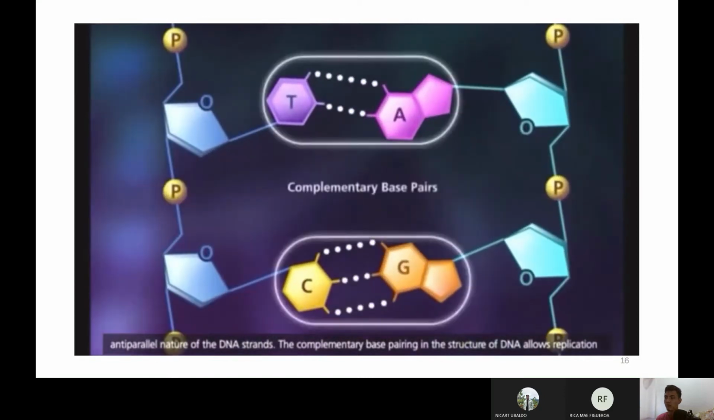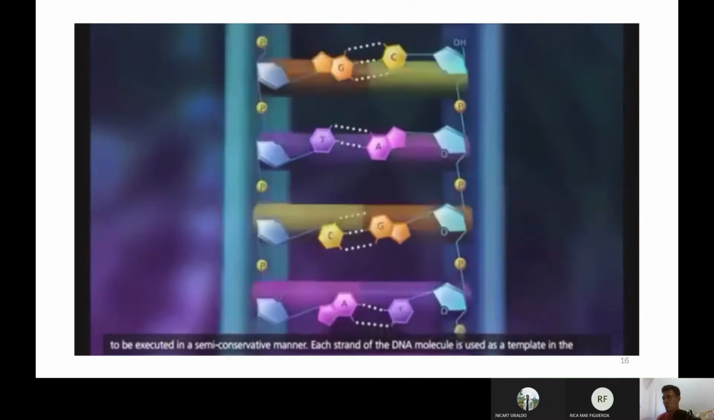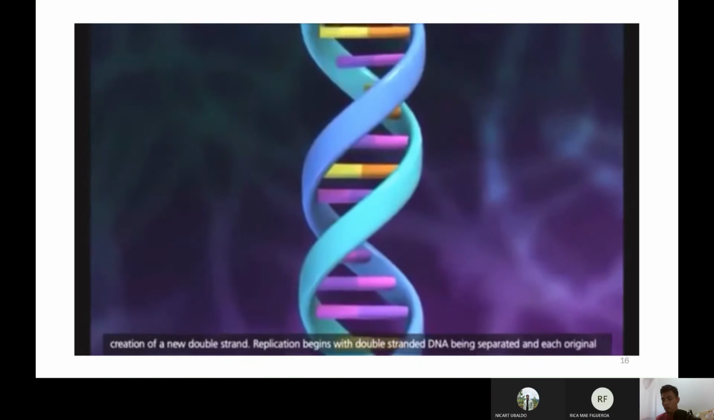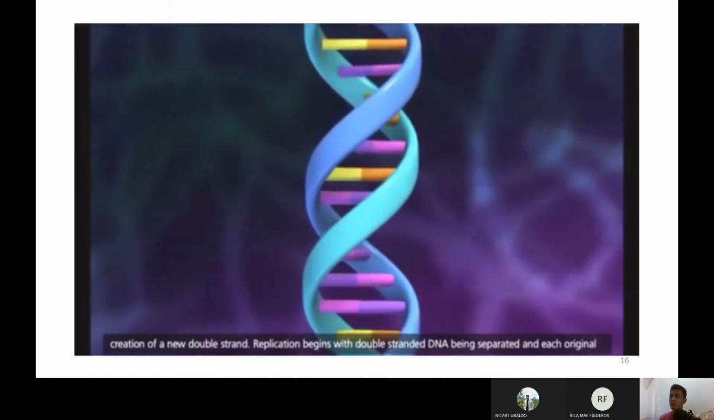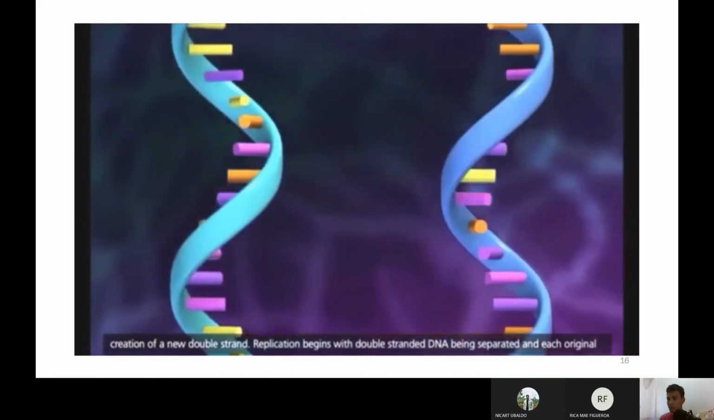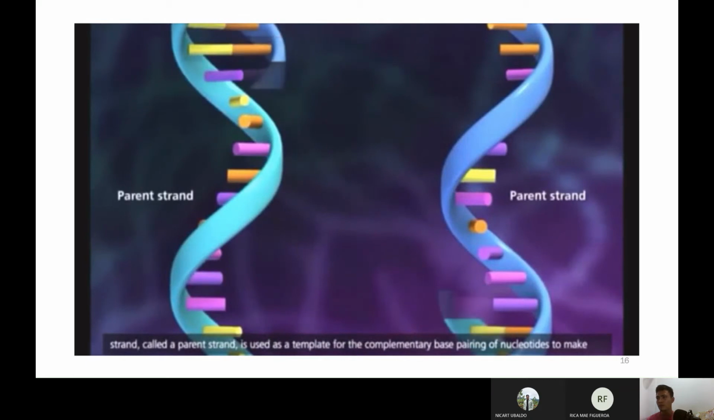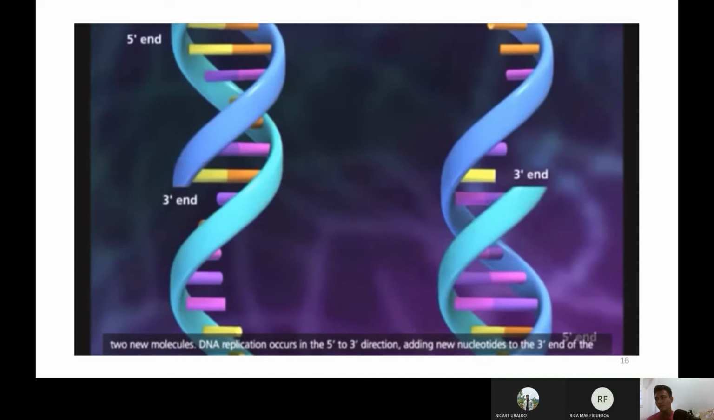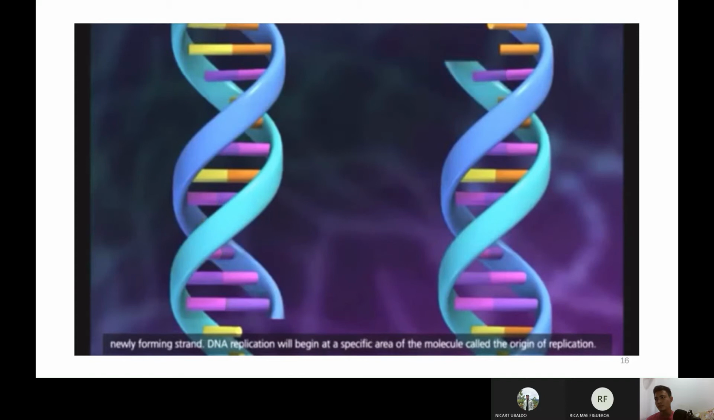The complementary base pairing in the structure of DNA allows replication to be executed in a semi-conservative manner. Each strand of the DNA molecule is used as a template in the creation of a new double strand. Replication begins with double-stranded DNA being separated, and each original strand, called a parent strand, is used as a template for the complementary base pairing of nucleotides to make two new molecules. DNA replication occurs in the 5' to 3' direction, adding new nucleotides to the 3' end of the newly forming strand.